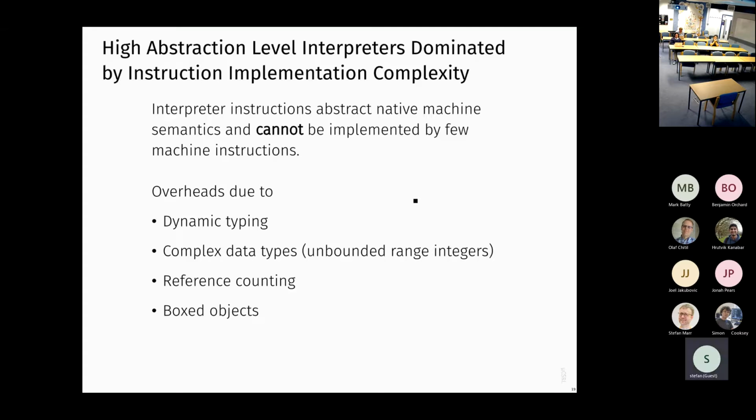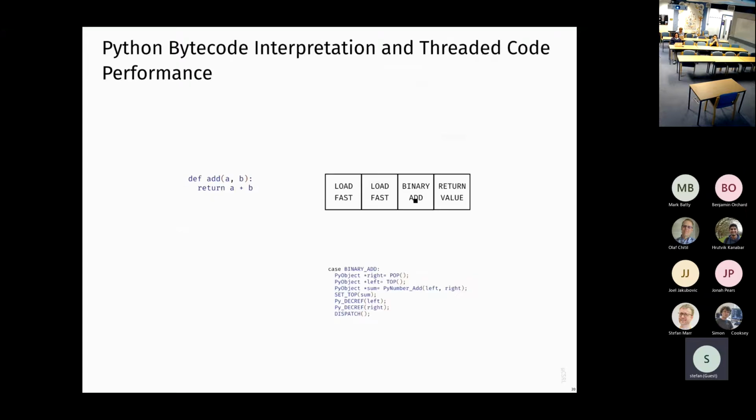So these are the high abstraction level interpreters, and they are dominated by the instruction implementation. So let's look at some of the stuff that you can do to optimize that. So here I have a very simple example. I used it in my papers all the time. It's a simple Python function.